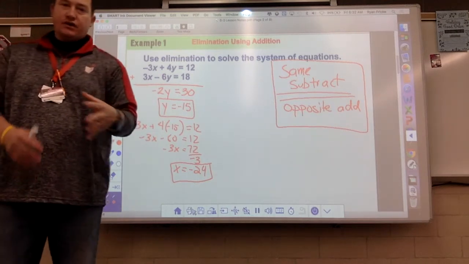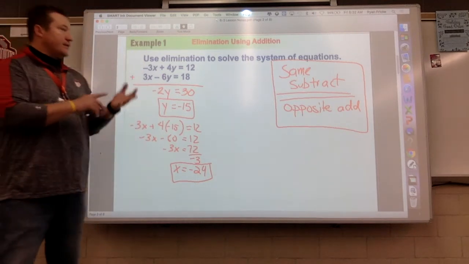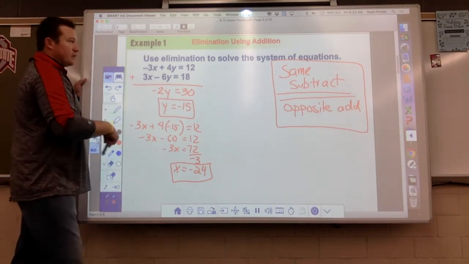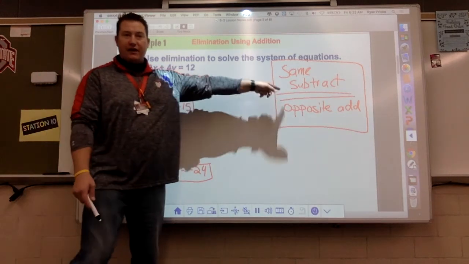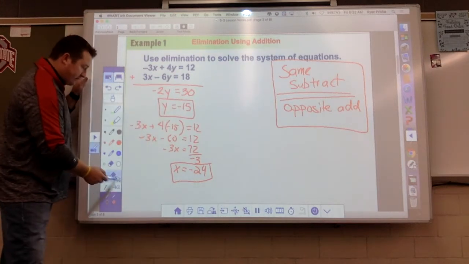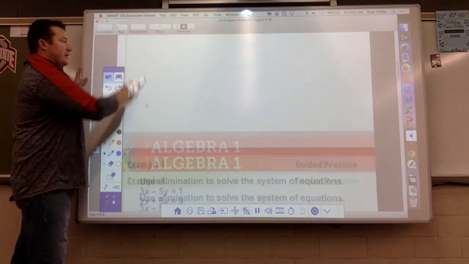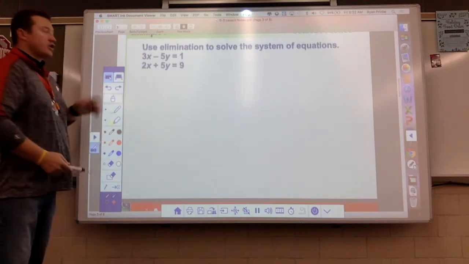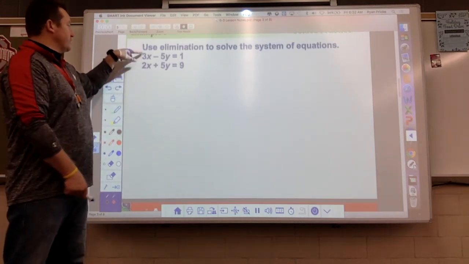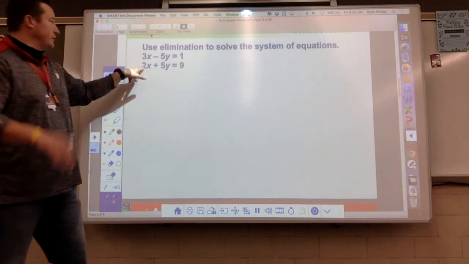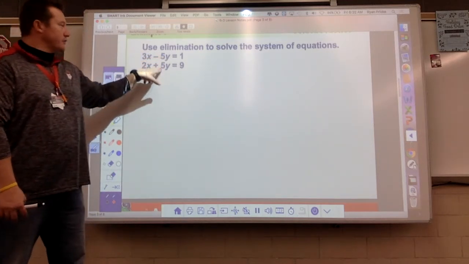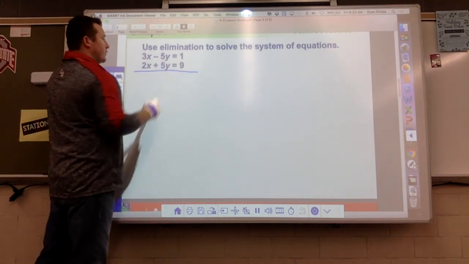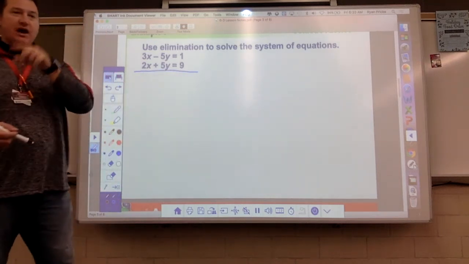Our coefficients are already the same or the opposite. Okay? All right. Remember, you just got to write this down and just remember this. Same subtract, opposite add. All right. Again, look at your coefficients, right? X coefficients, 3 and 2. That doesn't do me any good. Here's the ones that do, -5 and 5, right? Sweet. Go ahead. Same subtract, opposite add.